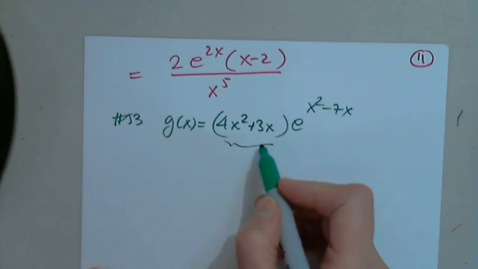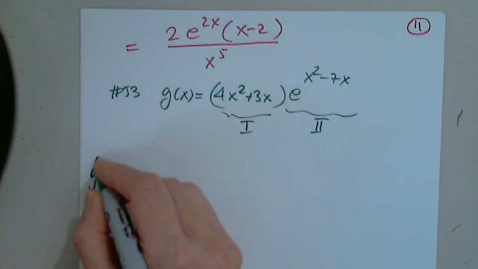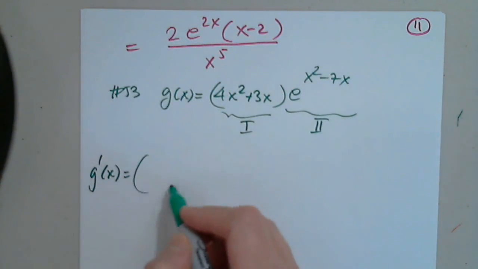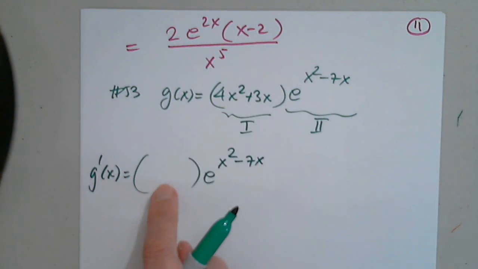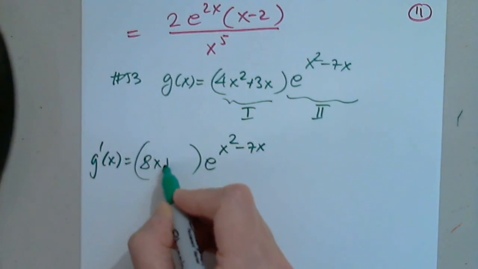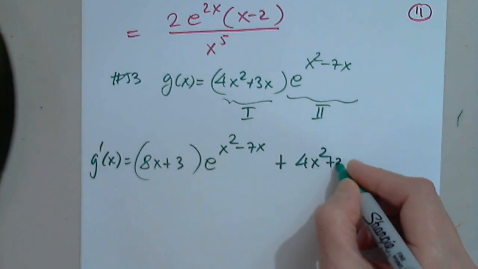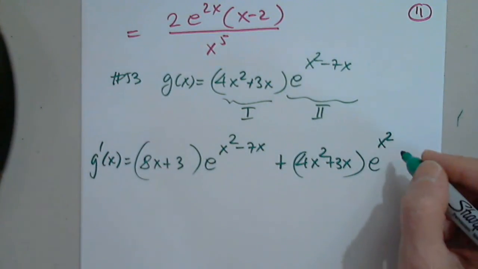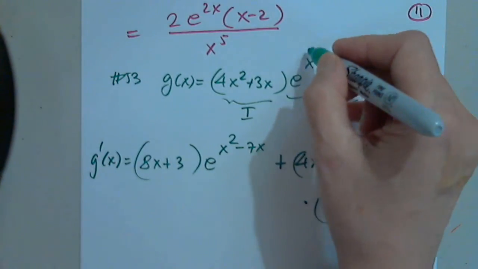Of course, this is function 1 and this is function 2. I have to use the product rule. Can anyone give us this prime and times that? 8x plus 3. Thank you very much. And then now plus, I copy this, because when I differentiate it, I get e to x squared minus 7x, but times the inner function prime.